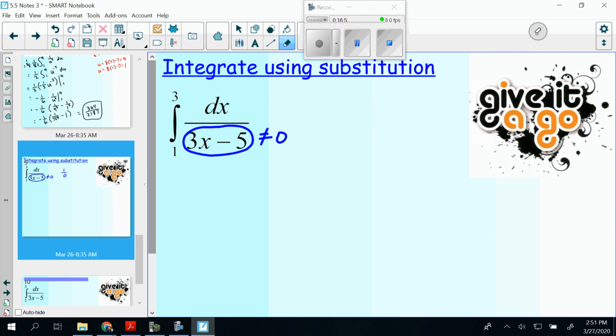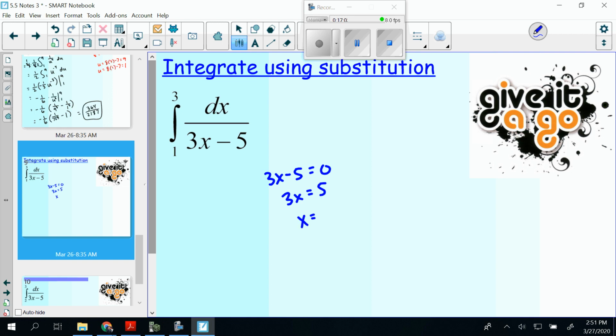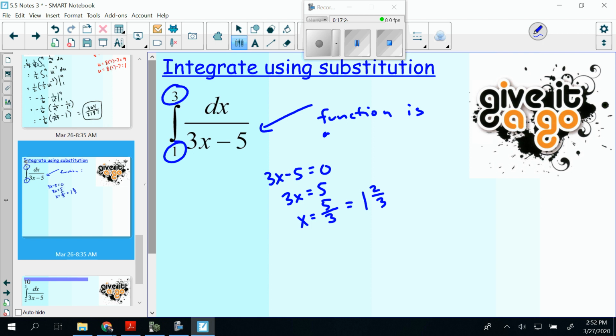So what number would make that equal 0? If you were to set 3x minus 5 equal to 0, add 5, divide by 3, it means that when x equals 5/3, that denominator equals 0. 5/3 is the same as 1 2/3. Well, would we pass through 1 2/3 on the way from 1 to 3? Yeah, this function is not continuous here on the interval from 1 to 3.